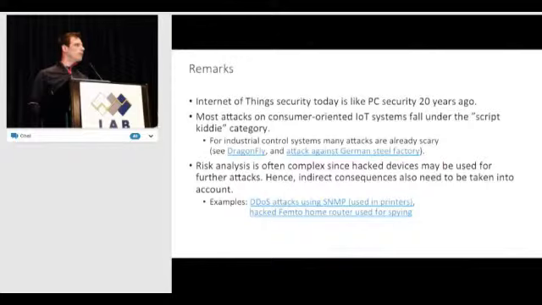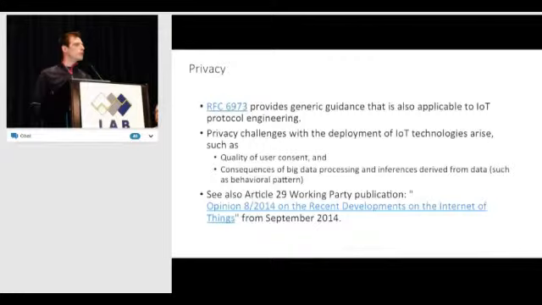Moving away from security, I would like to also touch briefly on privacy, since we got a lot of comments on the privacy side. The IAB publication, RFC 6973, provides good generic guidance, and much of it is also applicable to engineering efforts in the IETF for these types of protocols. So it's definitely worthwhile to look at those. But IoT poses a couple of additional challenges, and I list two of them here, like the quality of consent. Many of the devices don't have a user interface, so it's very difficult to ask the user for consent in a real-time fashion or in a meaningful fashion.